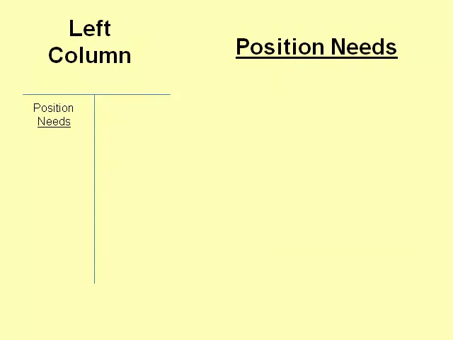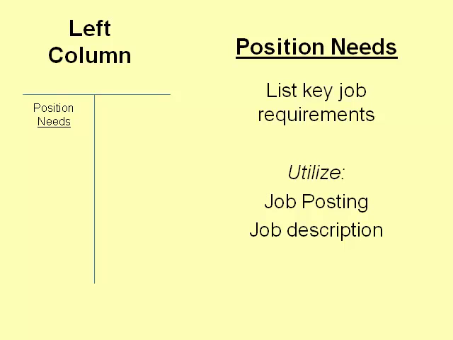Left column, position needs. The left column will list the skills, needs, and requirements for the position desired by the employer. It is best to concentrate on the key job requirements. The position needs and requirements are listed in the job posting or description. One hint: it is best to list each skill needed on separate lines in the left column. After you have listed the skills needed for the position, it is time to match your skills to the list. This is where the right column comes into play.